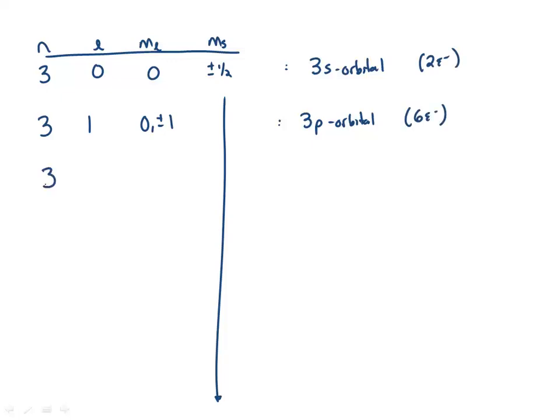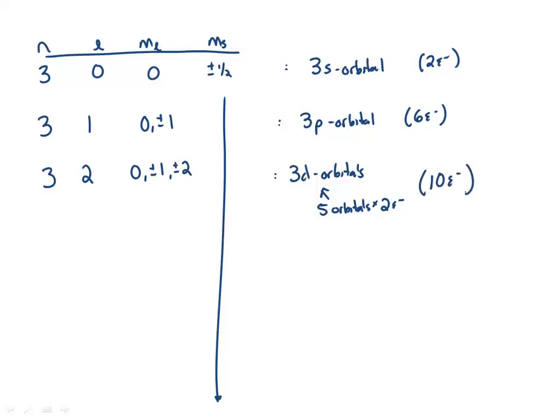And then, see, with the 3 orbital, now I can have the d orbitals. And that has plus or minus 1 and plus or minus 2. So that means that there's the 3 d orbitals, and there's 5 of those times 2 electrons for a total of 10 electrons in a d orbital.